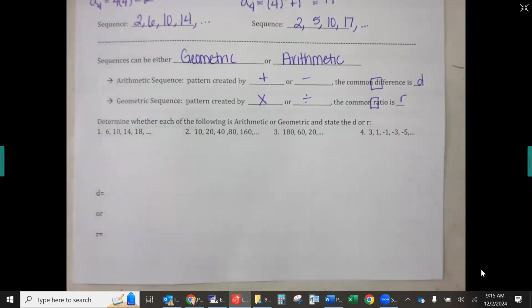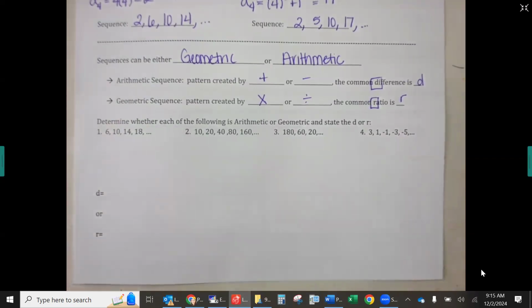So take a look at the next couple of patterns. We're going to go one at a time and try and decide what type of sequence it is. Is it arithmetic or geometric? And then based on that, what's the common difference or ratio? So look at the first pattern.